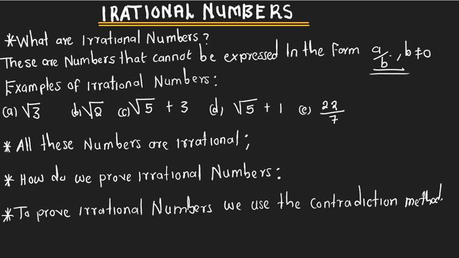Now, when we look at the examples of irrational numbers, we have the square root of 3, the square root of 2, the square root of 5 plus 3, and the square root of 5 itself plus 1. Even pi is a very good example of an irrational number. These are numbers that cannot be expressed in the form A over B.